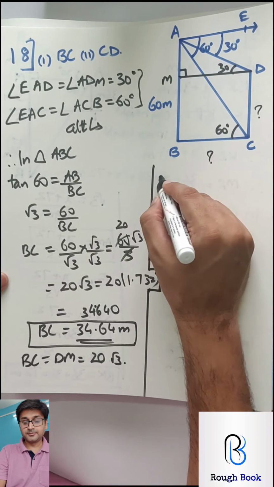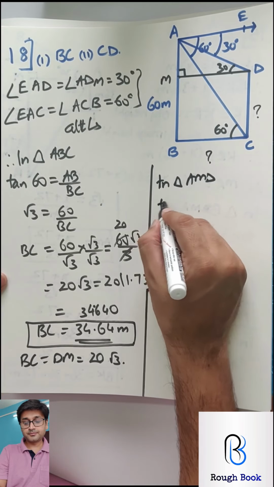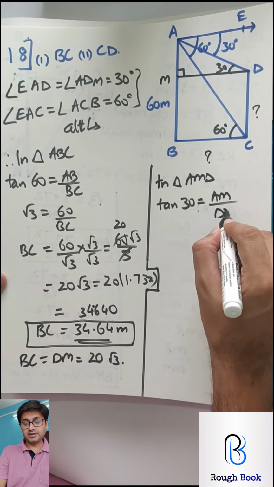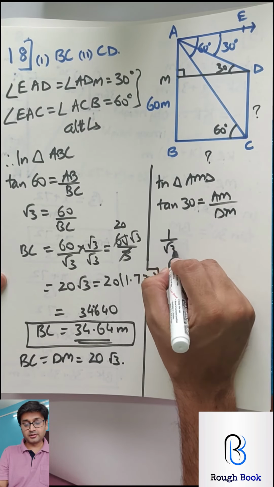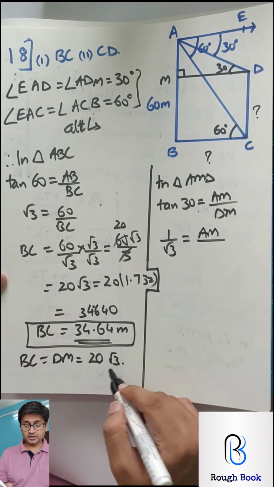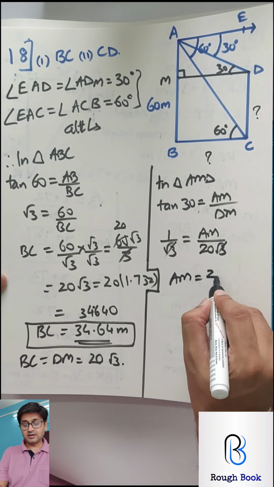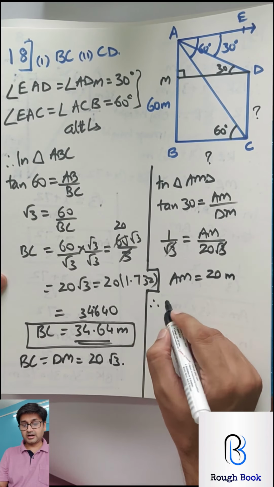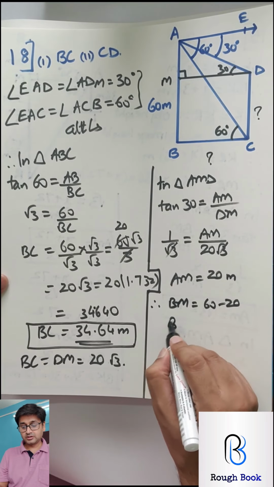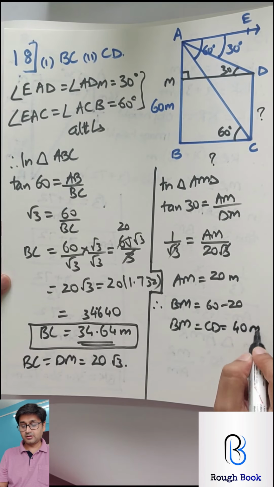Now take this triangle. So in triangle AMD, tan 30 will be AM upon DM. So tan 30 is 1 by root 3. AM is unknown, but DM is 20 root 3. So there you go, root 3 gets cancelled. AM becomes 20 meters. Our target is BM, which will be 60 minus 20. So BM equals to CD becomes 40 meters.